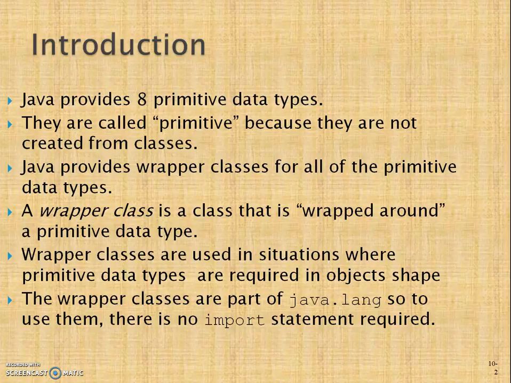Let me quote an example. Vectors in Java store only objects. So whenever you want to store a data type in a vector, it has to be converted into an object and then added to a vector.